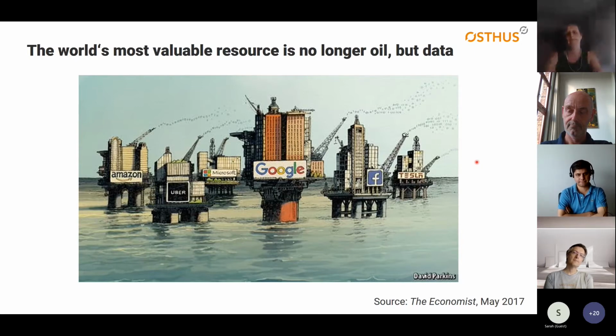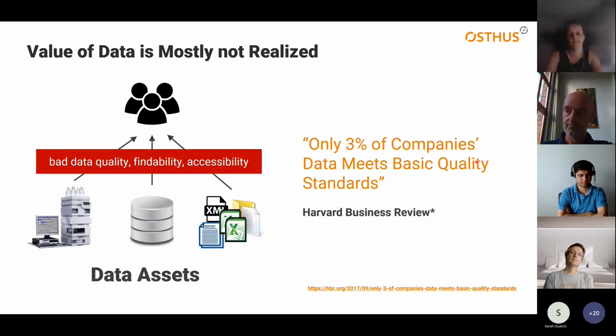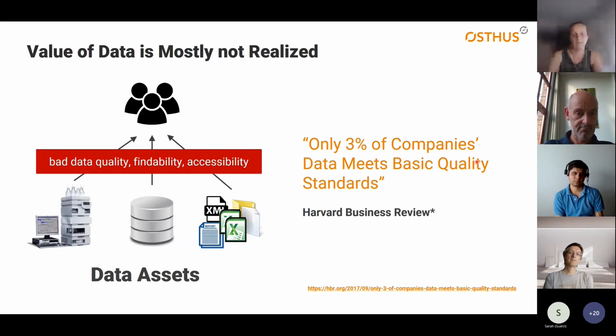But when we're looking at data in companies, everyone talks about actually making the data an asset. Asset meaning something of value. But there was one Harvard Business Review study that got this rough figure that only 3% of the company data they looked at actually met basic quality standards. Of course, there's a lot to unpack in there. What are basic quality standards? In the end, it really depends on your use case.